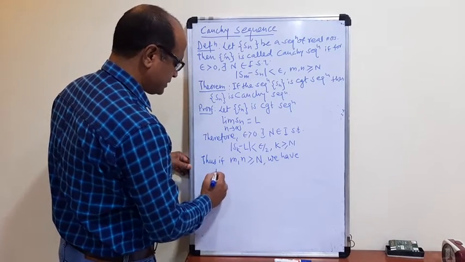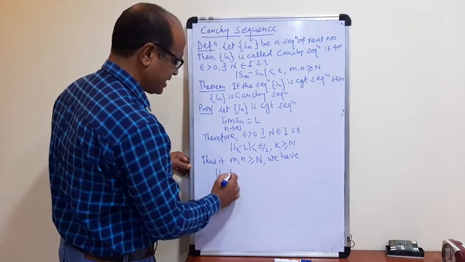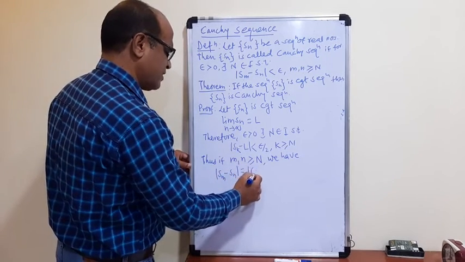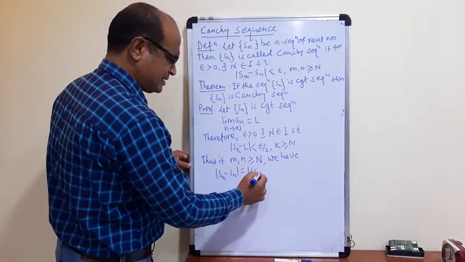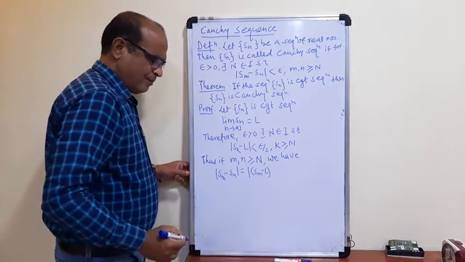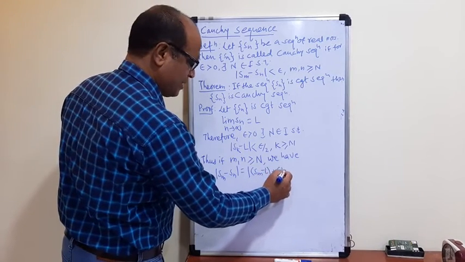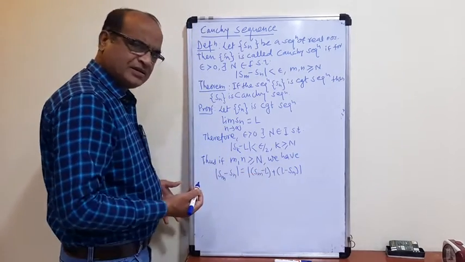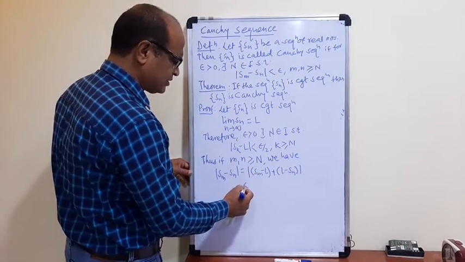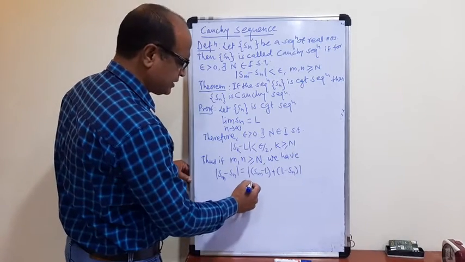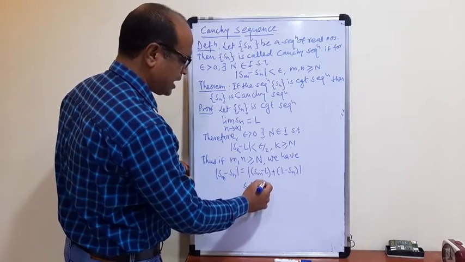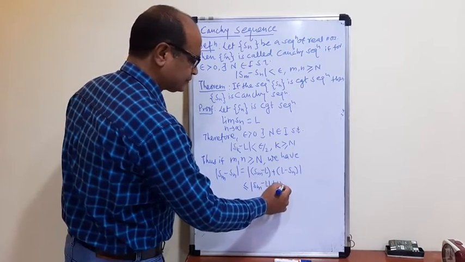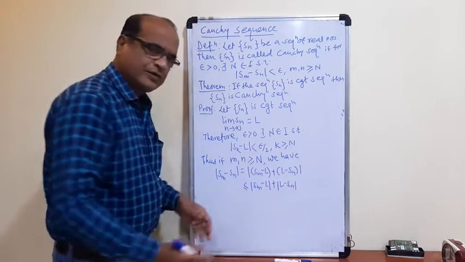So what is Sm minus Sn? This can be written as Sm minus L plus L minus Sn. Okay, so L gets cancelled, and we get this. By the inequality, this is less than or equal to Sm minus L plus L minus Sn.